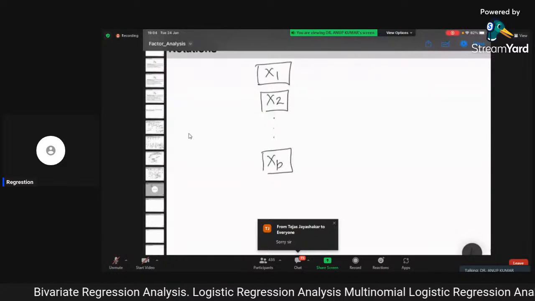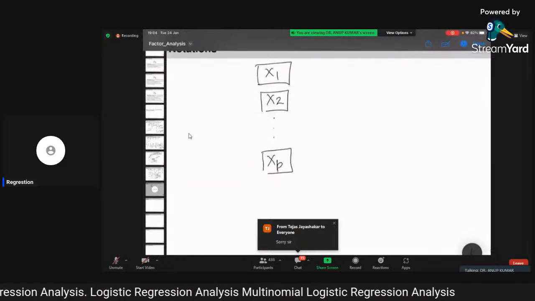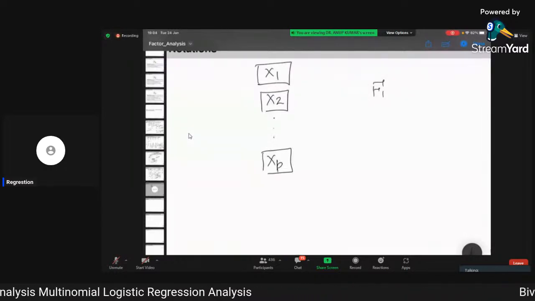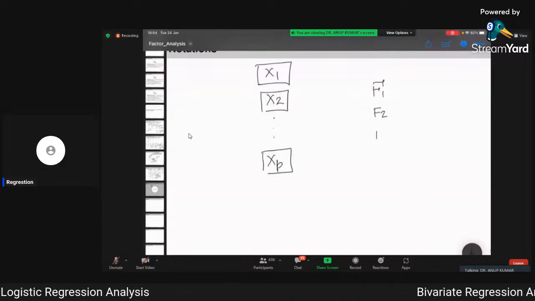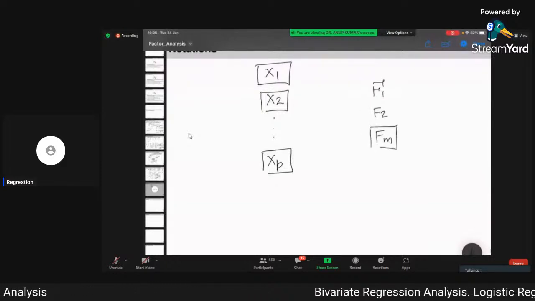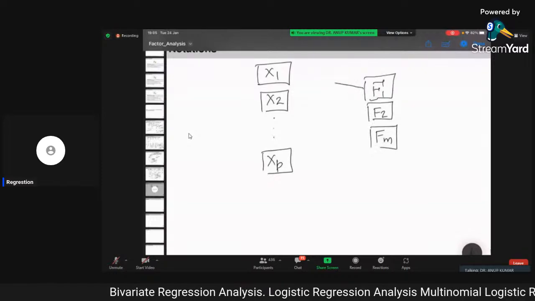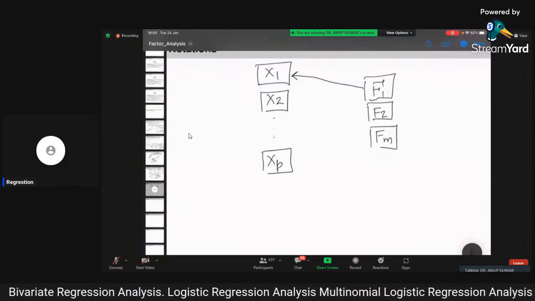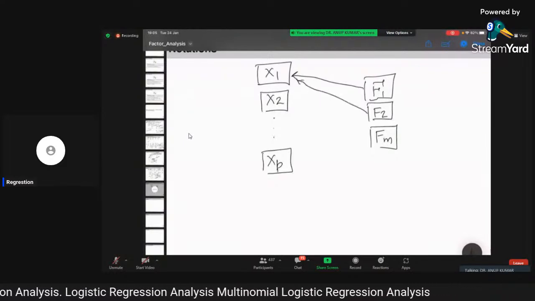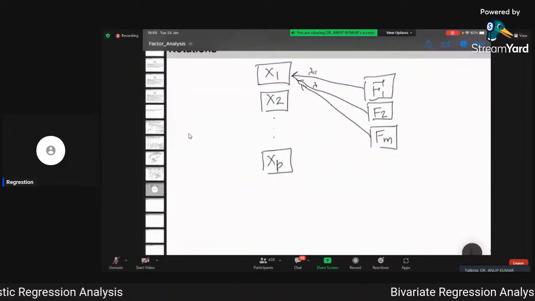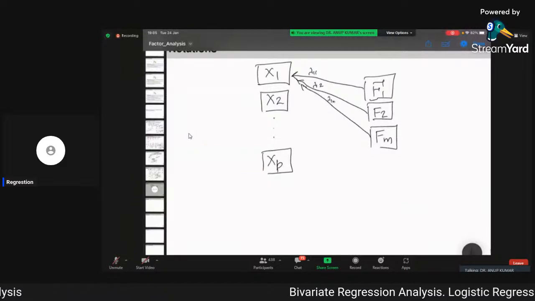So now what I was saying is that x1, x2, and xp are the p observable quantities, and f1, f2, fm are unobservable factors. Now this f1 is contributing to x1, f2 is also contributing, and similarly fm is also contributing, with contributions lambda 11, lambda 12, and lambda 1m. So now I'm writing it like this.